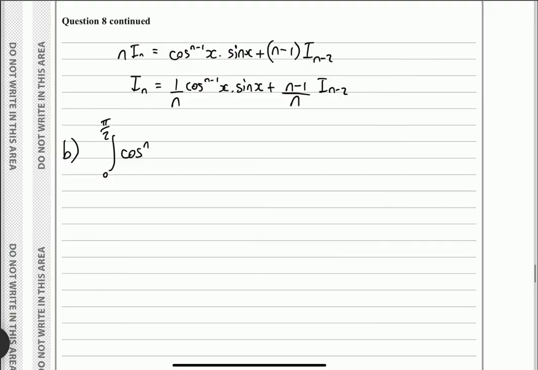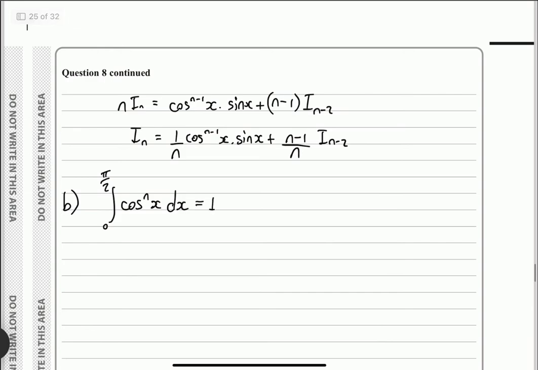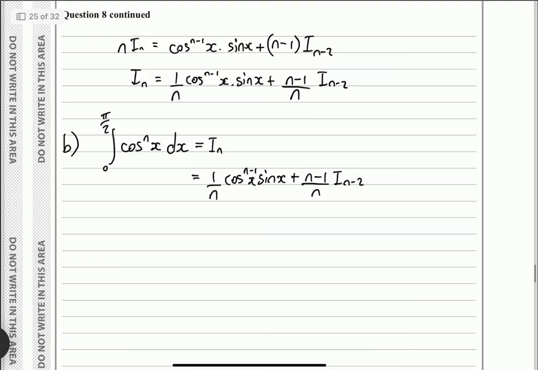The integral from 0 to pi by 2 of cosine to the n x dx, I_n, equals 1 over n cos to the n minus 1 x sine x plus n minus 1 over n I_(n minus 2). Okay, we knew all of this. Now let's put in, they are even, so let's start with 2. I2 is equal to 1 over 2 cos to the 1 x sine x plus 2 minus 1 is 1 over 2 I0.